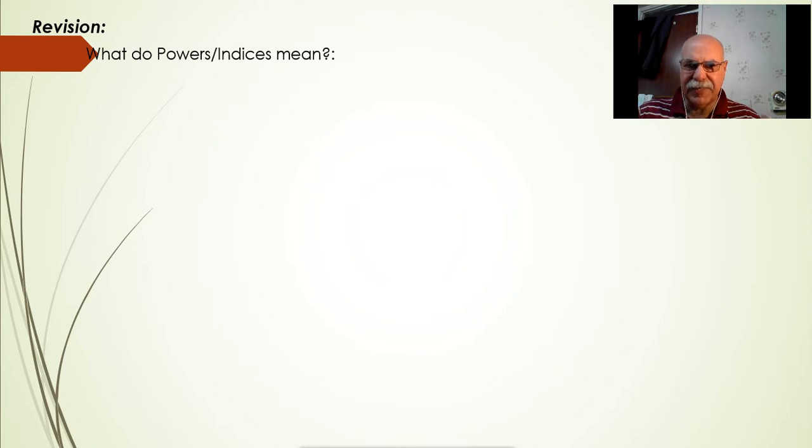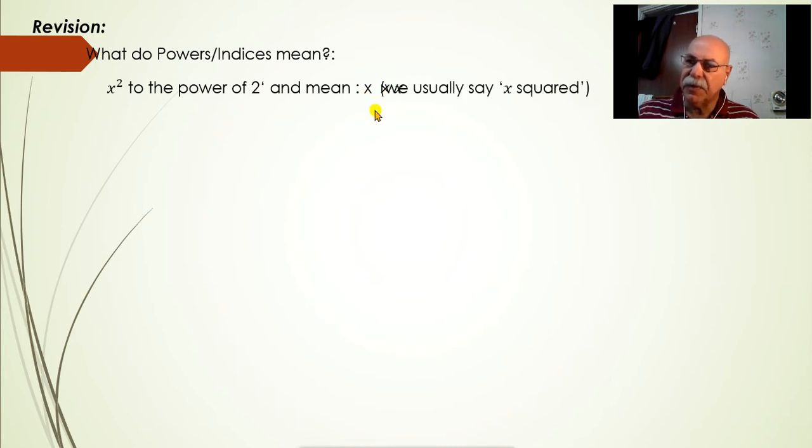As an initial revision, for the start we understand what the meaning of index or power is. Look here, this is the value x square, meaning x raised to the power of 2, which means x times x. We usually say x square; this is how we say it in mathematical language. We do not say x raised to power 2, we just say x square.